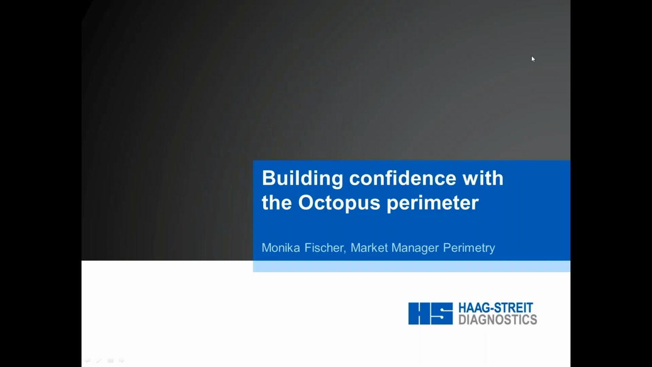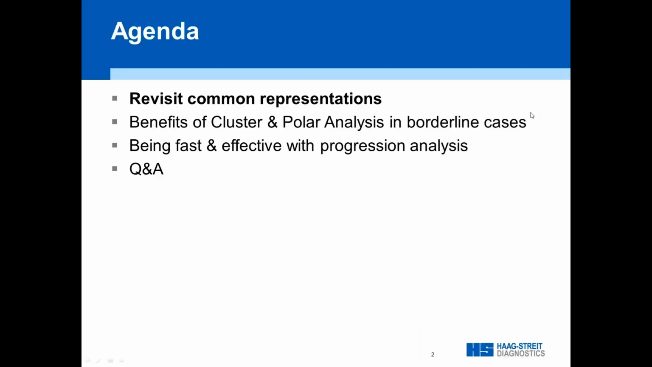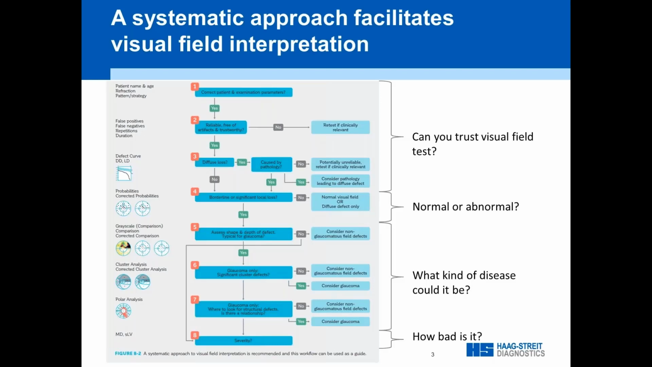I will go through, in the next hour, a couple of points where I feel I can really advance your visual field interpretation skills, looking at how to make the most of all the representations that the Octopus offers. I will start with common representations because there are some tips and tricks there. We'll show you the benefits of the cluster and polar analysis, especially in early borderline cases, and then focus for at least half of the talk on the progression analysis and how you can be really fast and effective by using it. Let's dive right into how to interpret a single field.